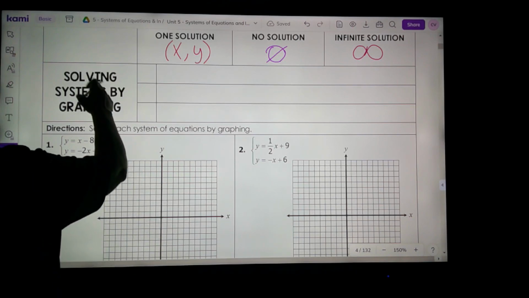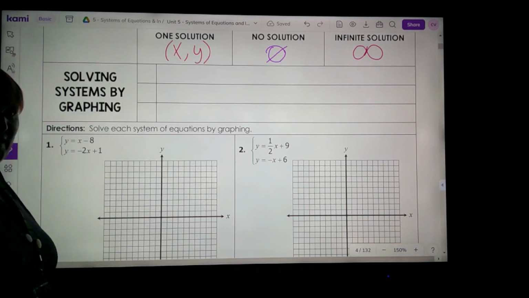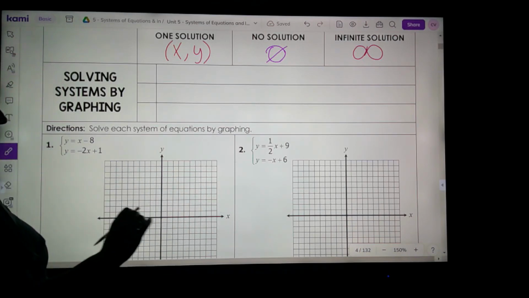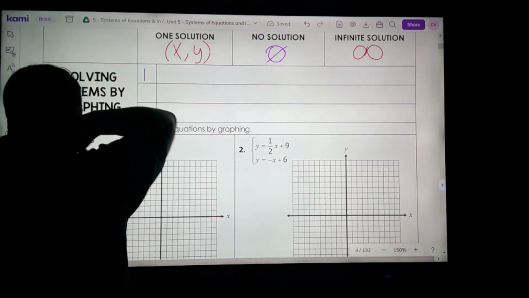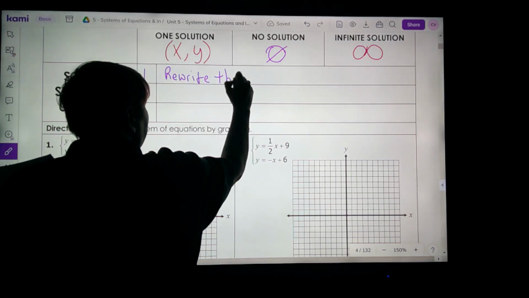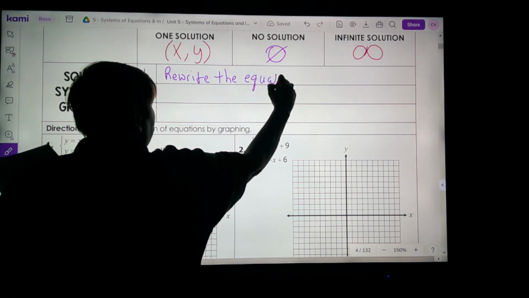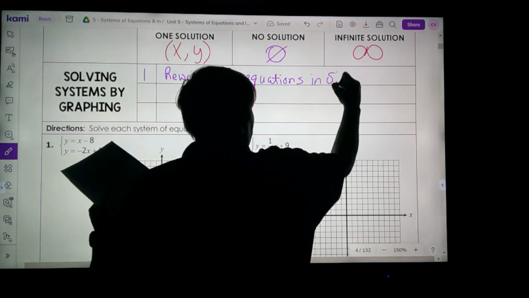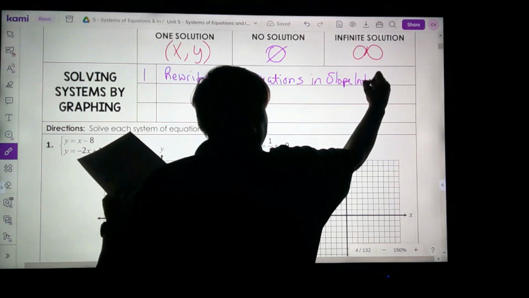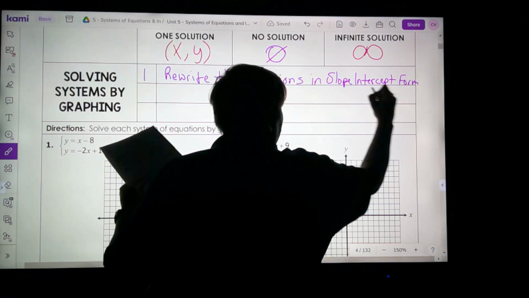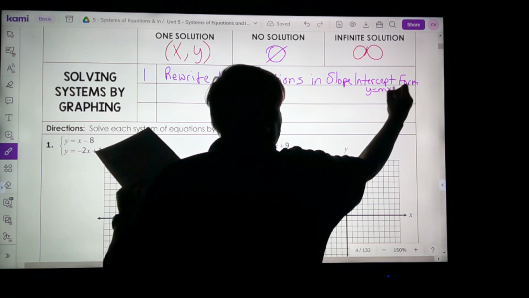Alright? So, solve systems by graphing. This is one way to solve systems of equations. This is one way to find the point, the solution, right? This is how we do it when we're graphing. Step one, rewrite the equations in slope-intercept form. Rewrite them in y equals mx plus b.